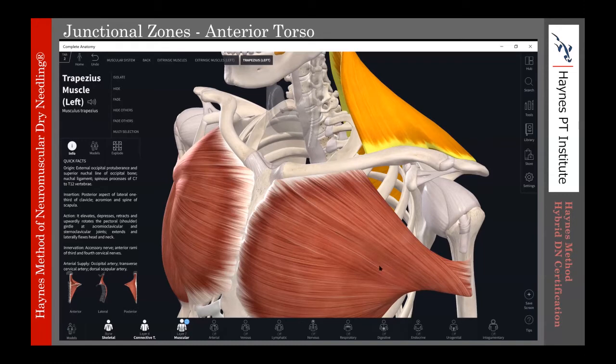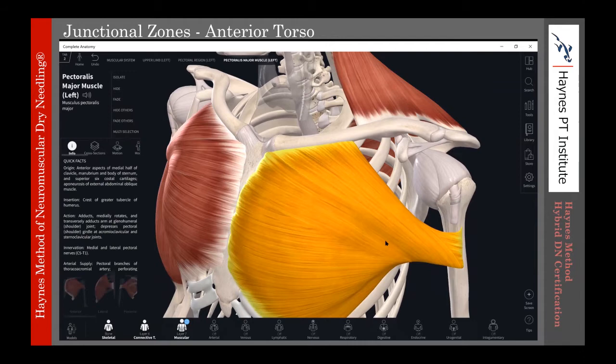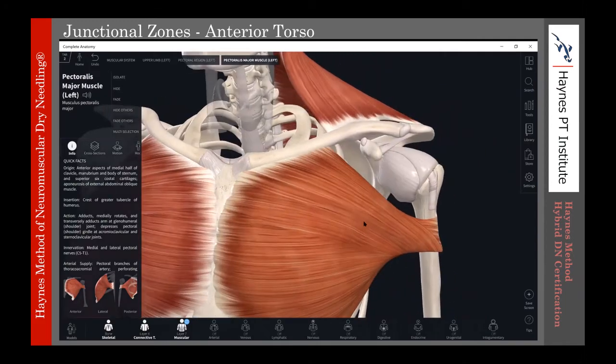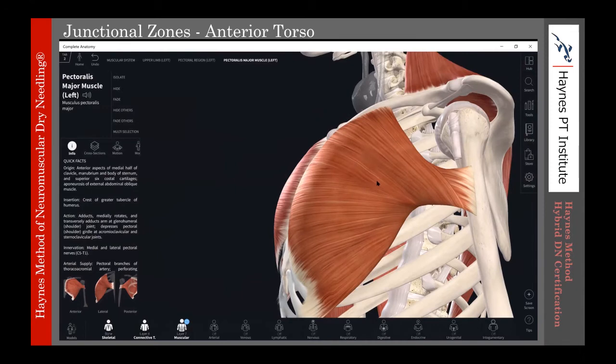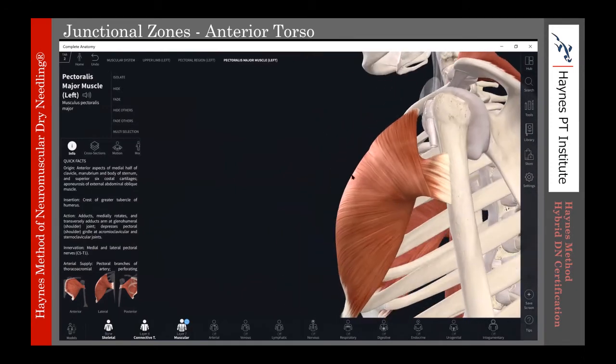Its insertion is the posterior, wrong muscle. Let's get to pec. Insertion at the crest of the greater tubercle of the humerus. So I want to move over to, well, one thing that's very interesting with pec is the wrapping and the orientation of the fibers themselves.